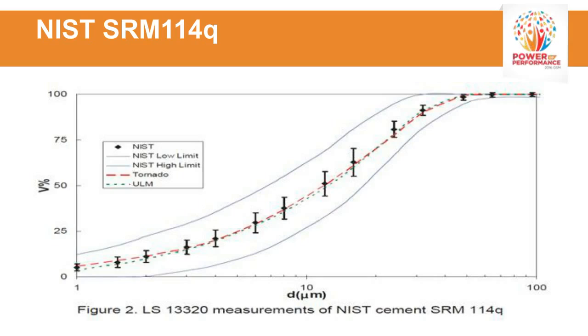What we did here is run both the Tornado, the dry module, and the universal liquid module. The dry module is the dotted or dashed red line, and the universal liquid module is the smaller blue dots. And you can see they're well within the error bars of the standard itself.